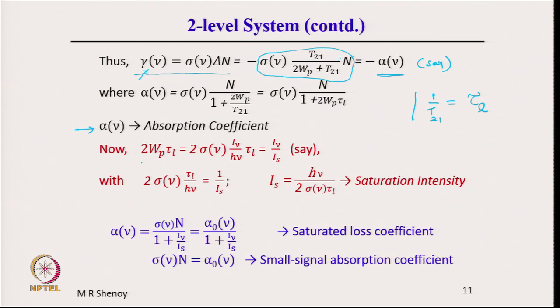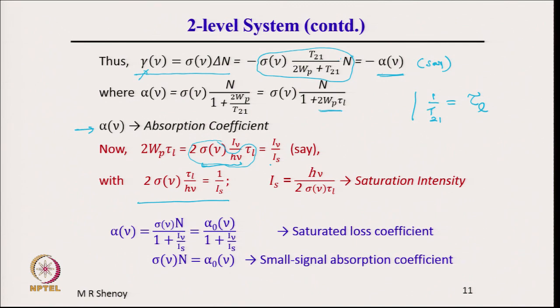Now, twice W_p into tau_L is equal to, we have substituted for W_p, sigma of nu into I_nu by h nu into tau_L. So, this is W_p, and if we call this 1 by I_s, where I_s is all of this, then we have twice W_p into tau_L is equal to I_nu by I_s.